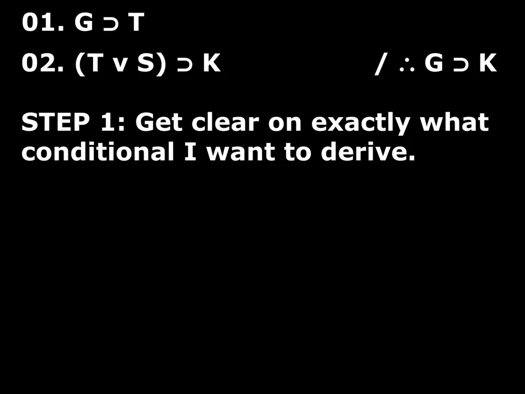So step 1, as always, with conditional proof, is to get clear on the conditional you want. Okay? Now in this case, the conditional I want is if G then K. Why do I want it? Well, in this case, the reason I want it is because if I get it, the proof's over, because that's also the conclusion of the proof. So that's why I want this. Now that's not always going to be why you want a conditional. Sometimes the conditional might just be something that you need in order to finish your proof somehow, and we'll see examples. But step 1, get clear on what I want, and I want this conditional.